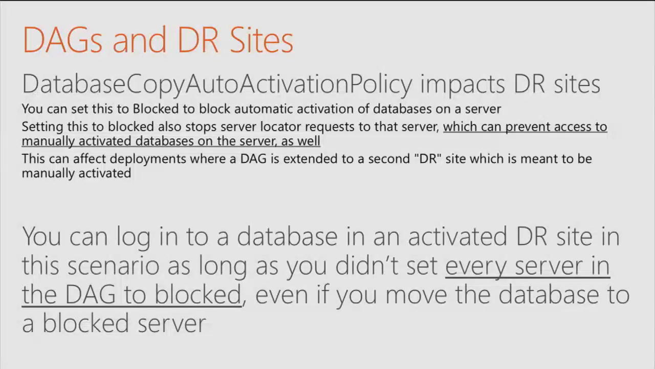But typically what happens is the organization has a primary production site and a DR site, and no one's operating in the DR site. So all the servers are blocked for activation in that DR site. Nothing is unblocked. What happens though, and this is in part because we did not document this clearly, it's very clear that obviously we're blocking automatic activation, but what's not clear is that when you set this parameter to a value of blocked, we also block all server requests to that server as well. It's not just automatic activation of a database, but all server requests as well.